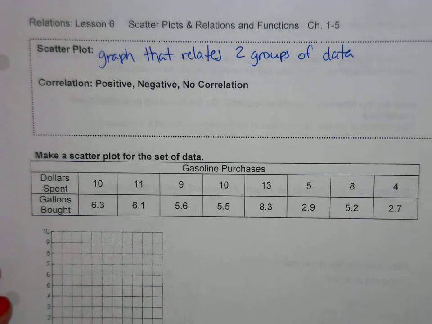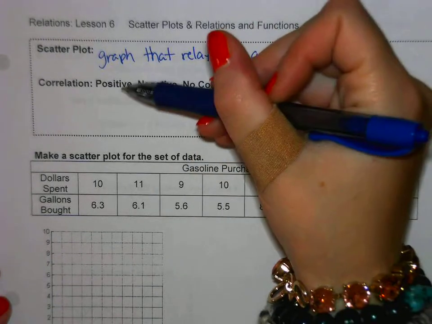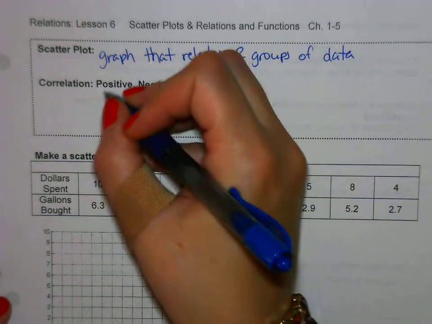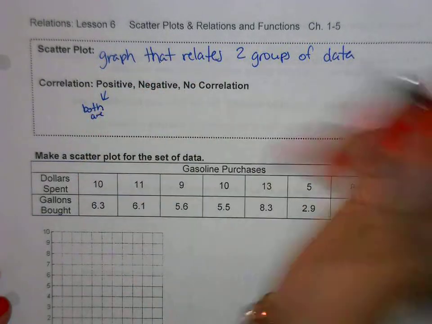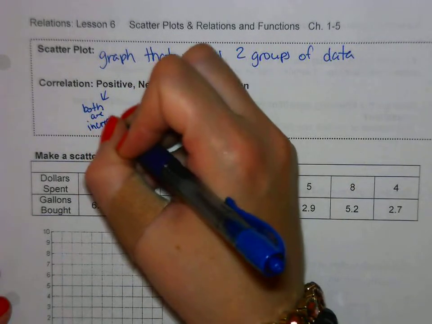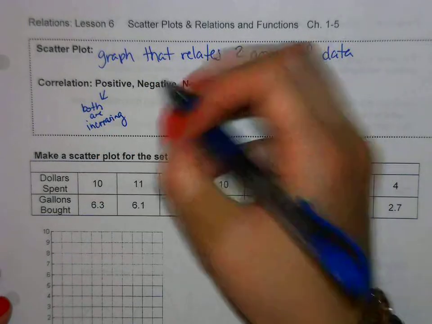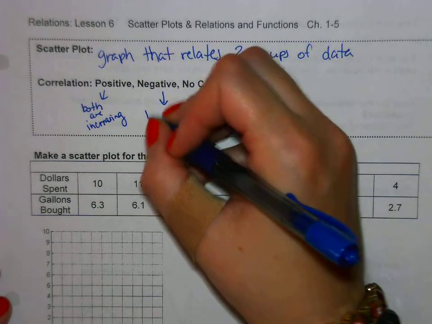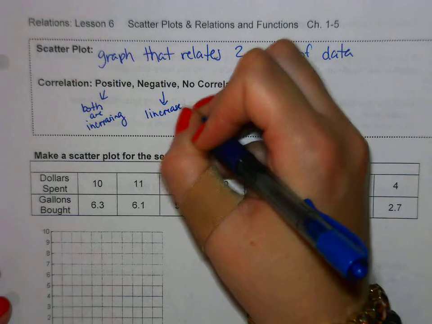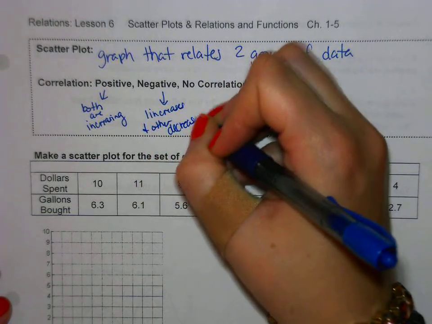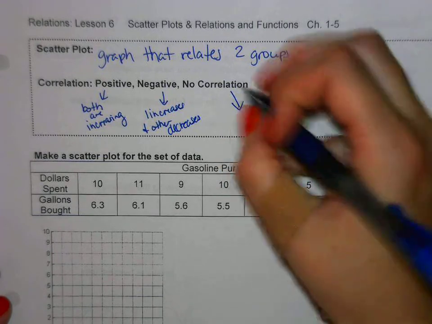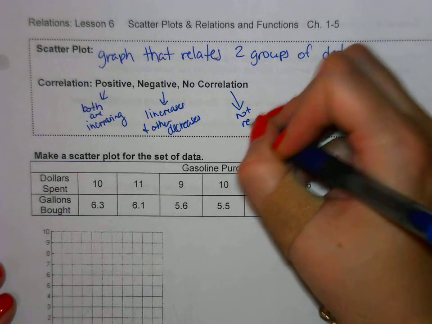So on our scatter plot we could have three different correlations. We could have a positive, which means both of our groups of data are increasing. We have a negative correlation where one increases and the other decreases. And we can have a no correlation, so they're not related.